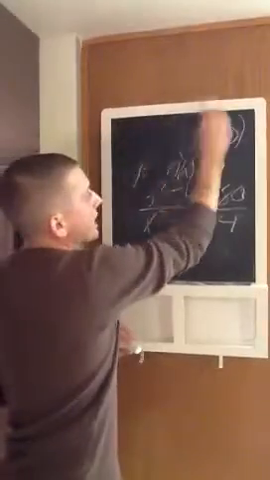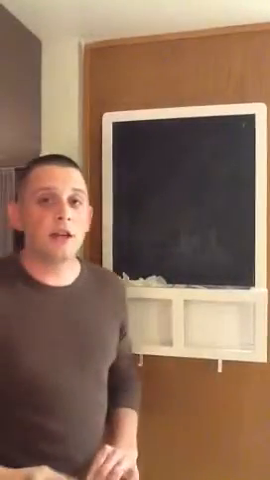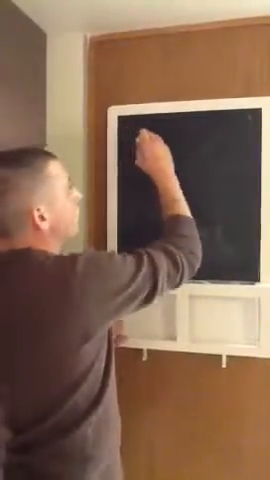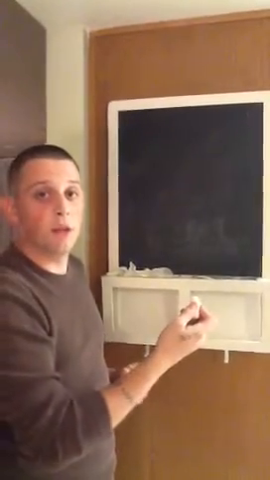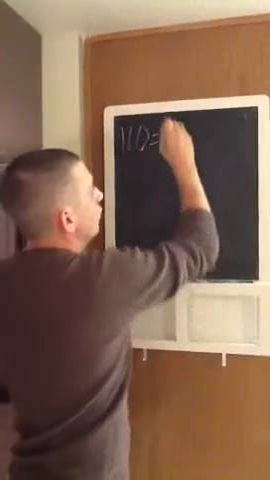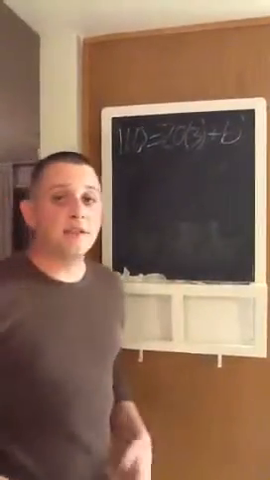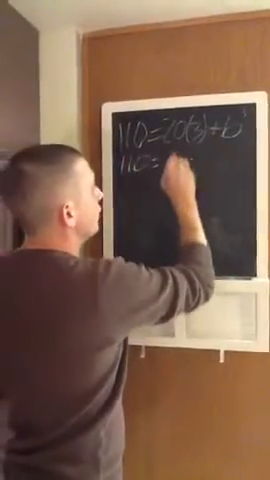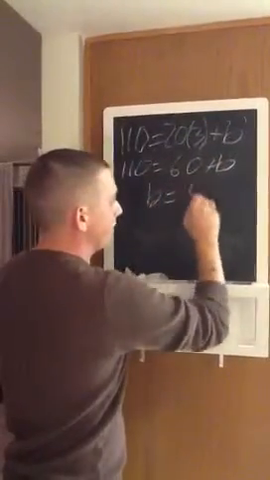Now we have to solve for b, the y-intercept. The y-intercept is where the line you're plotting is going to intercept the y-axis. We have values for x and y already, so we can substitute those into our y-intercept formula. 110 is equal to 20 times 3 plus b. Now b is the only variable, so it's really easy to solve for it. Here 110 is equal to 60 plus b, or b is equal to 50.